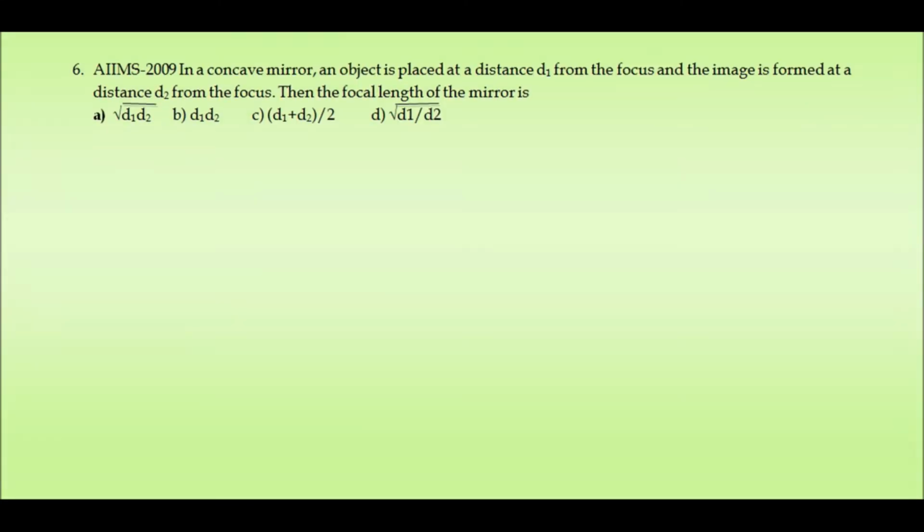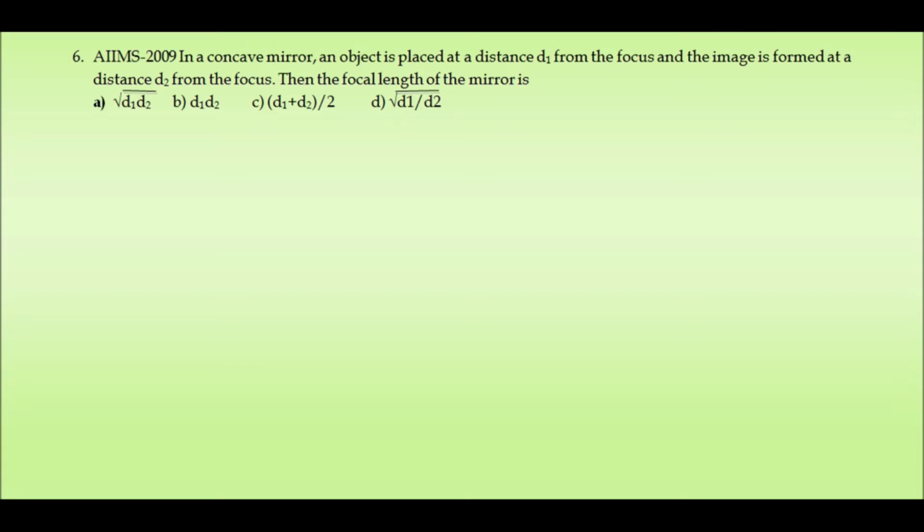Now the next problem is from AIIMS 2009, and this is based directly on the concept we have learned. In a concave mirror an object is placed at a distance d1 from focus, and the image is formed at a distance d2 from focus. Then the focal length of mirror is.